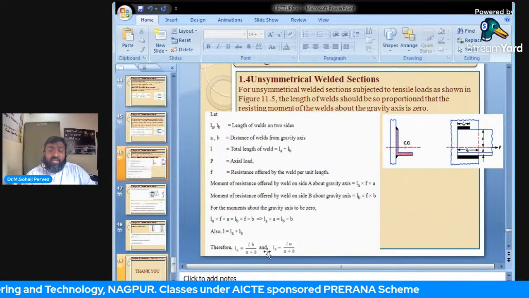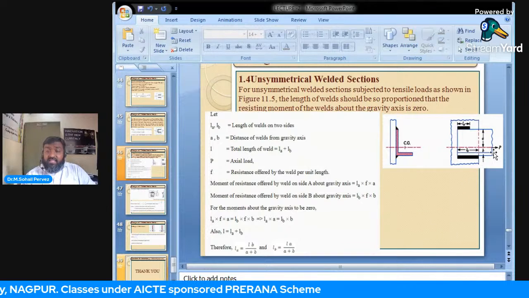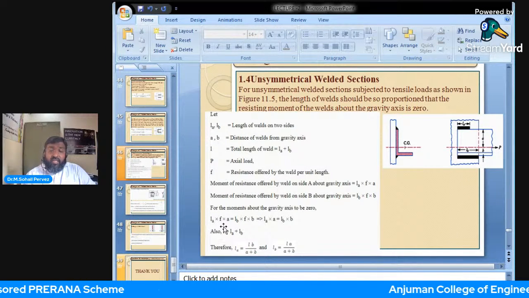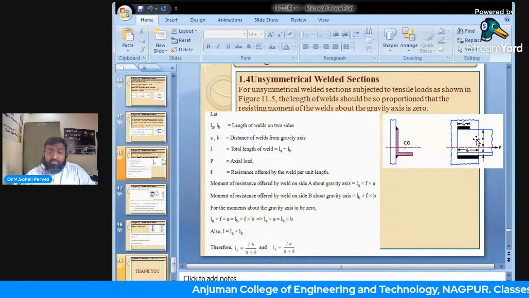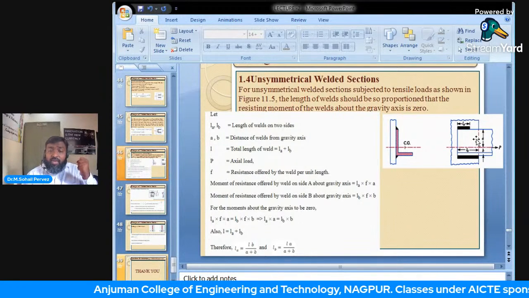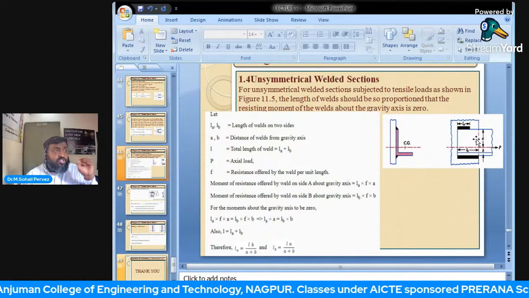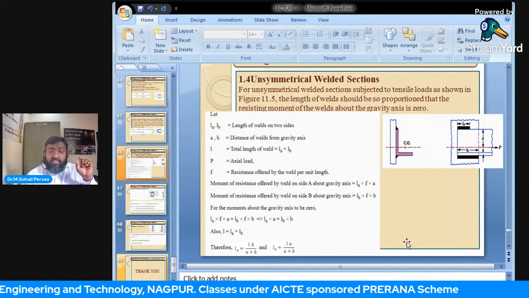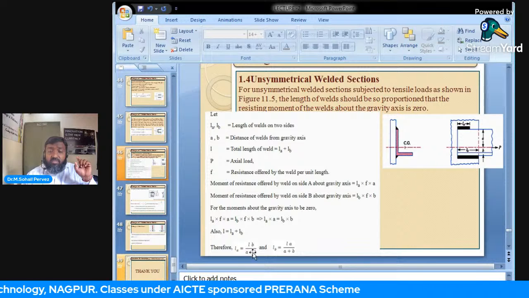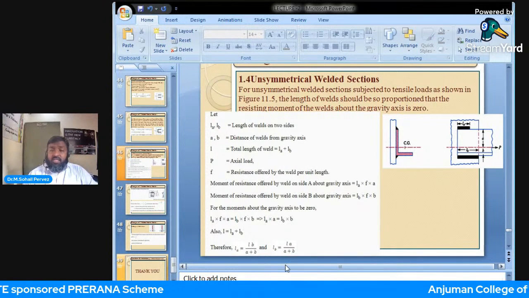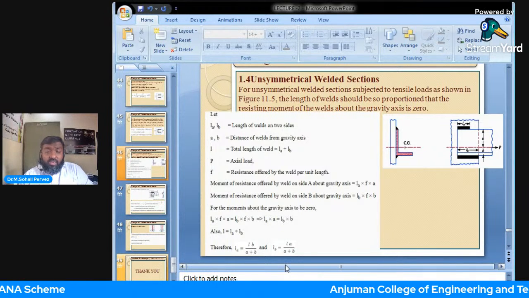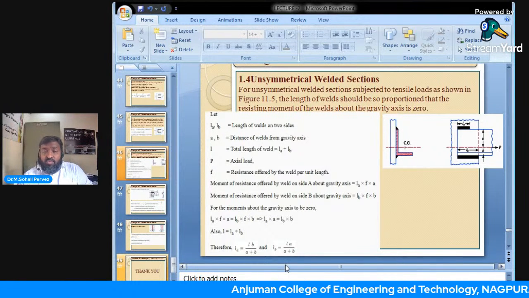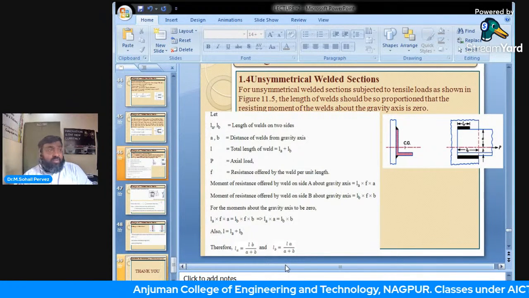So therefore we can say that moment about the gravity axis. If the moment is taken about this gravity axis, then LA into F. Obviously, what is F? Resistance offered by the weld per unit length. Hence we say that LA is equal to L into B upon A plus B, and LB is equal to L into A upon A plus B. So directly by putting these values, you can calculate the length of welds on this unsymmetrical weld section.